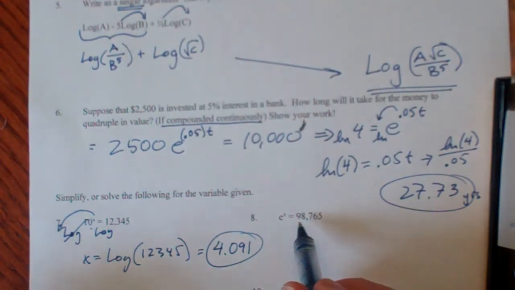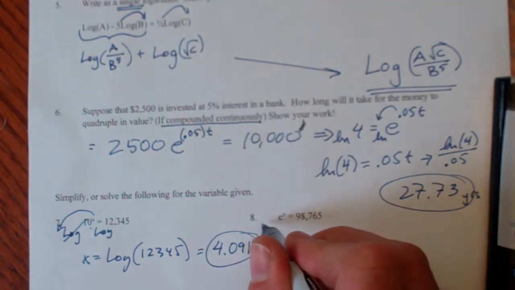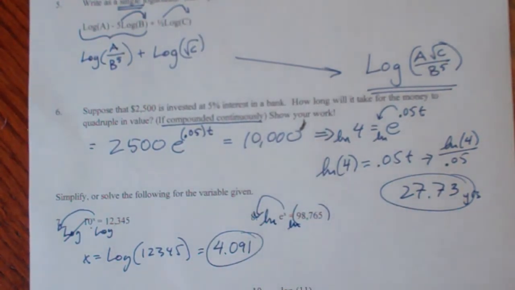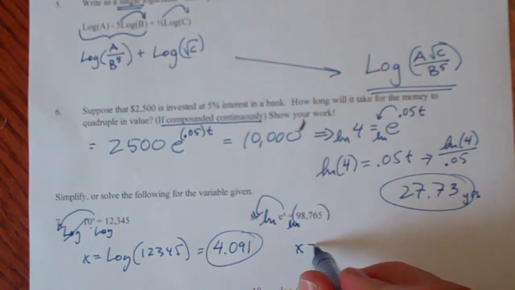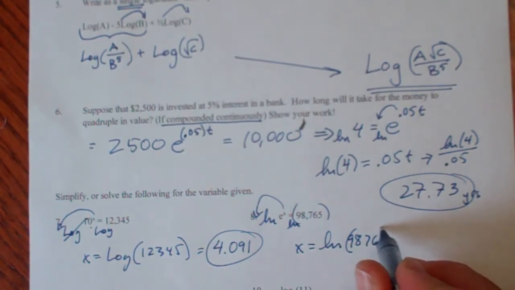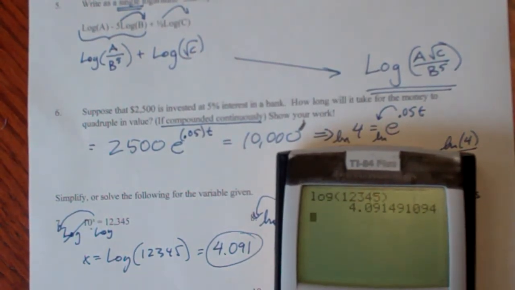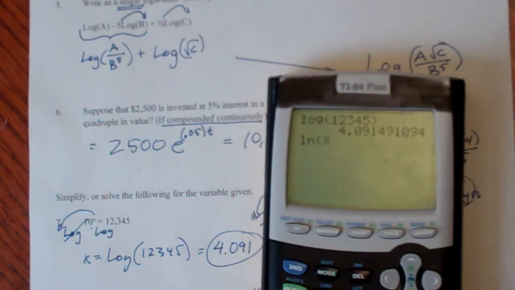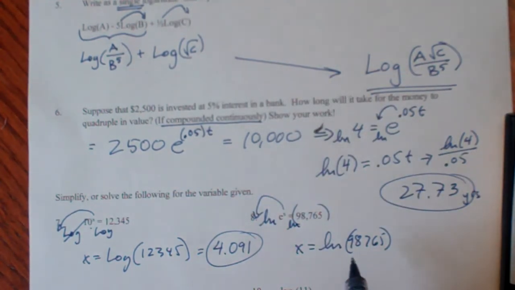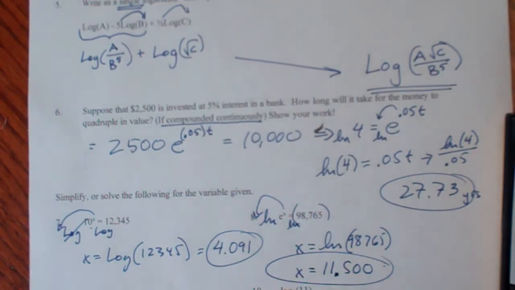Okay, same thing here, but now this is e, so you're going to take the ln of both sides, and out front comes the x, and it's the ln of that. And I will then get x being equal to the ln of 98765. I'm so creative in my numbers, aren't I? So ln of, can't even remember it, 98765. And that's 11.500. That's convenient. X equals 11.500. Go to 3 decimal places, all right?